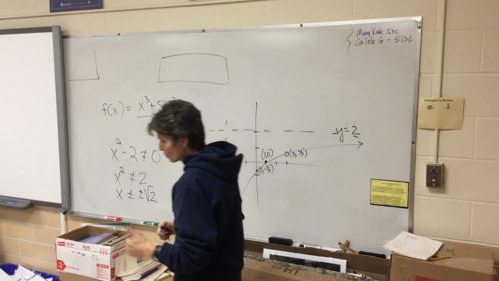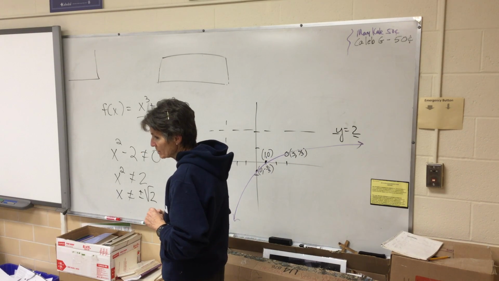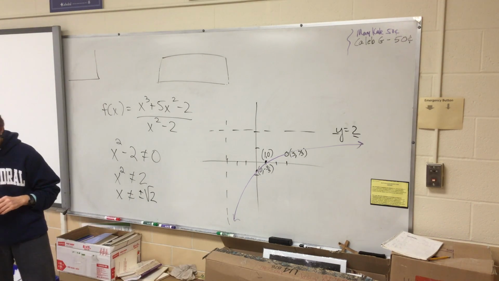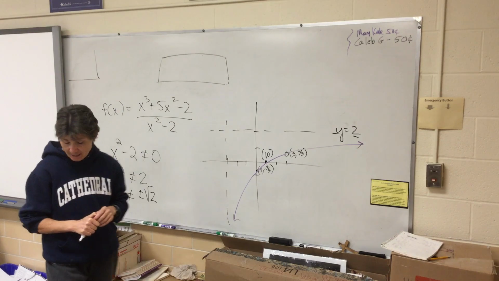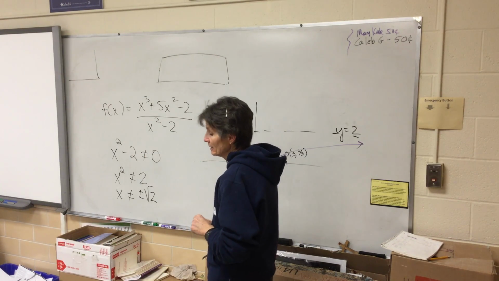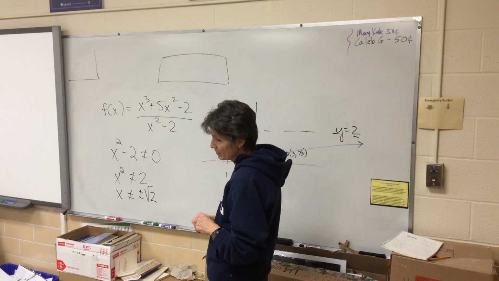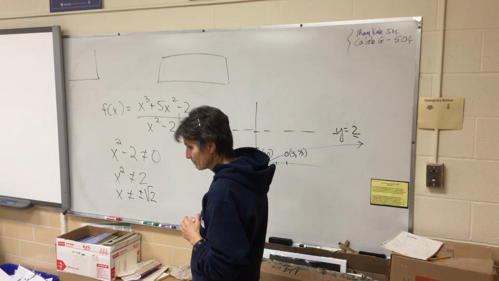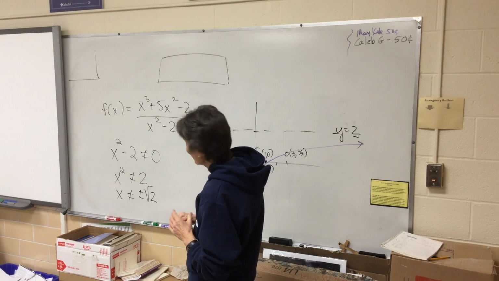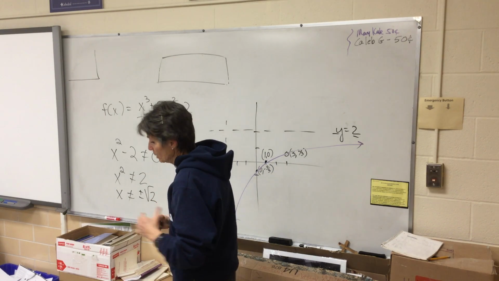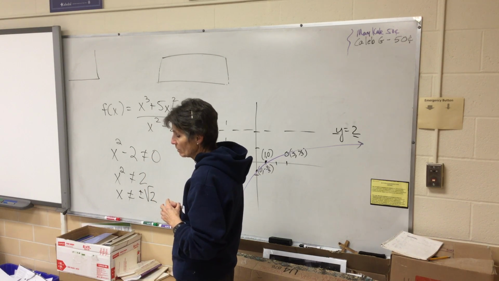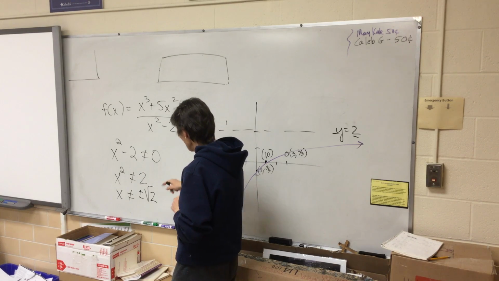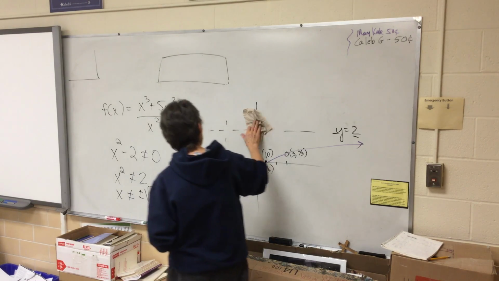What is the other thing that goes through my mind when someone asks me about domain? Roots. Yes. If there is a radical in my problem, whatever is under it cannot be negative. Now, do we have a radical in our problem? No. So I don't need to worry about that particular rule. It is always in the back of my mind, but it isn't part of this. So this is it for my domain.